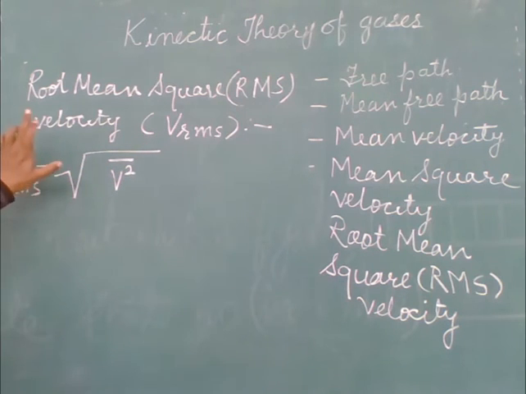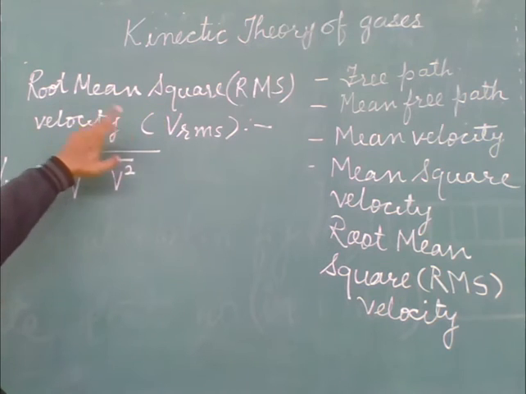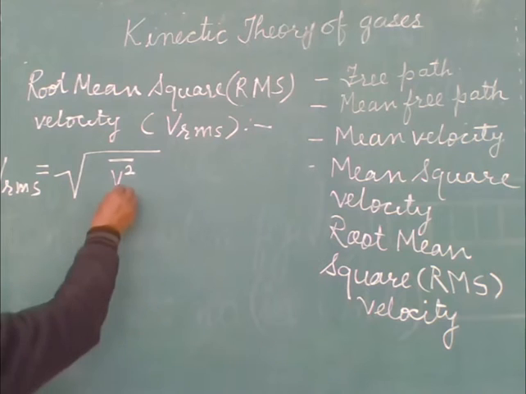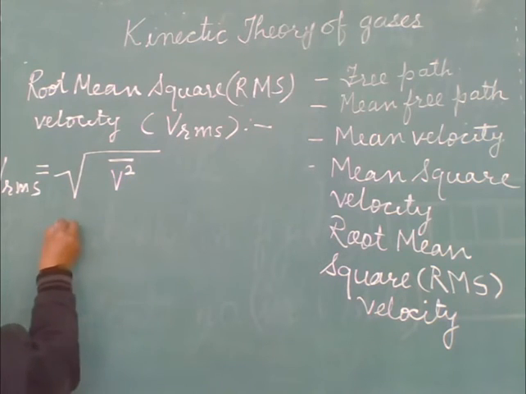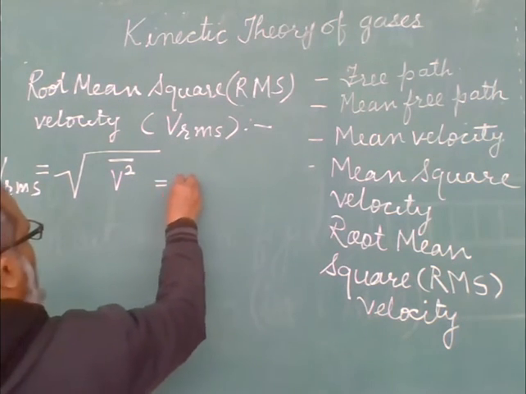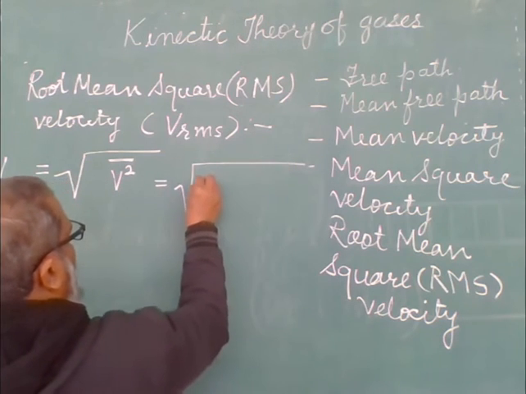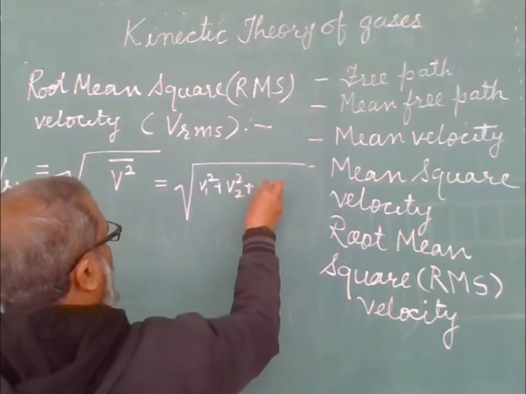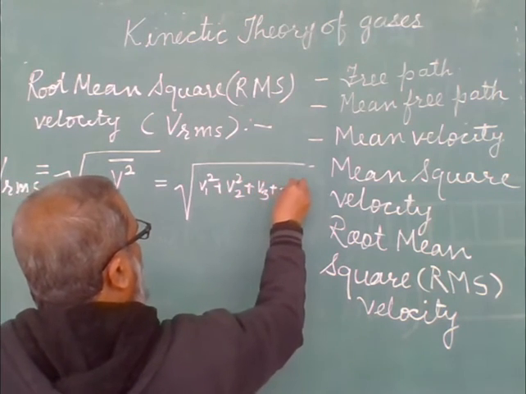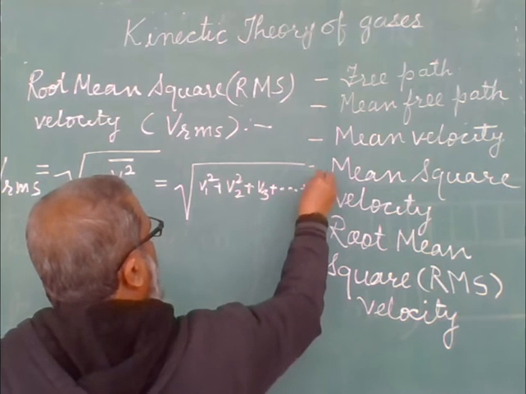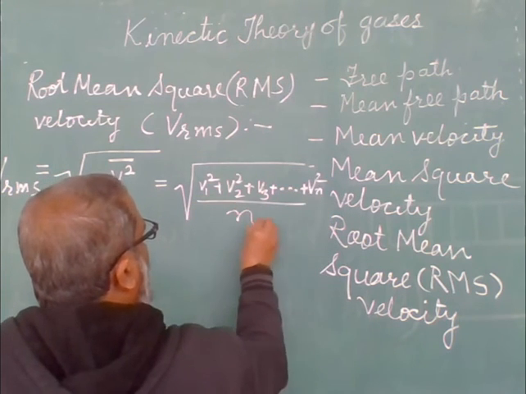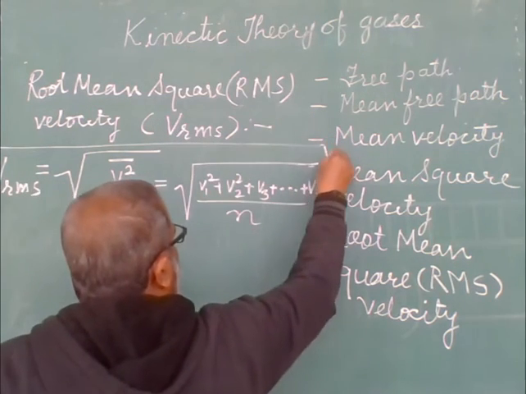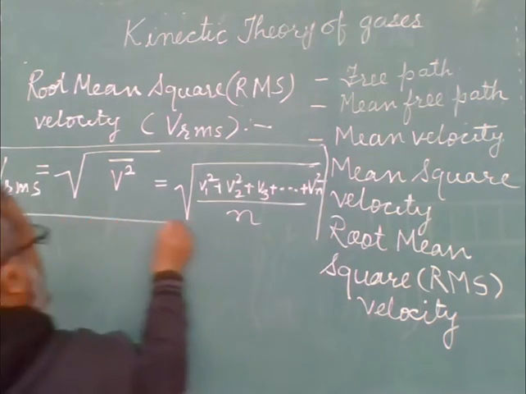So root mean square velocity is defined as the square root of mean square velocity, and it is given by this formula. And I can put the value of V square bar. As per the formula we have written for the mean square velocity, it was V1 square plus V2 square plus V3 square plus ... plus Vn square upon n. This formula will come when we derive the equation for the pressure exerted by the gas.